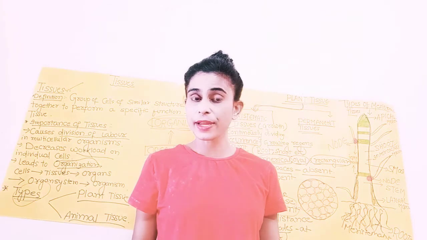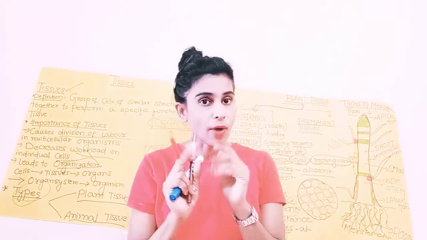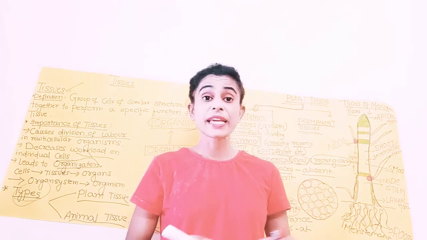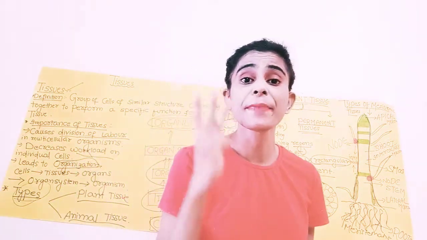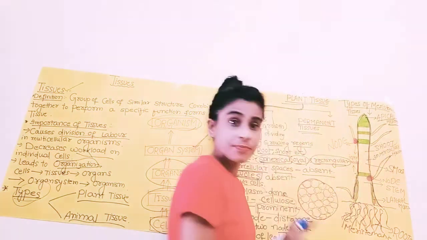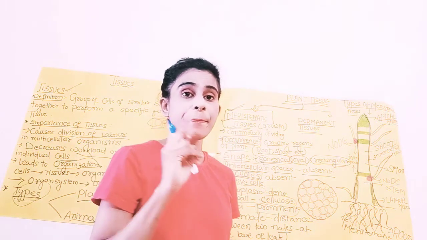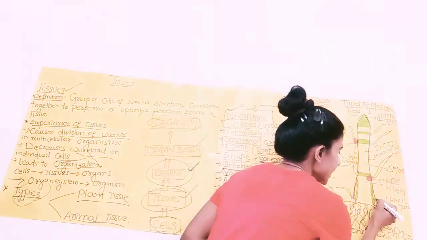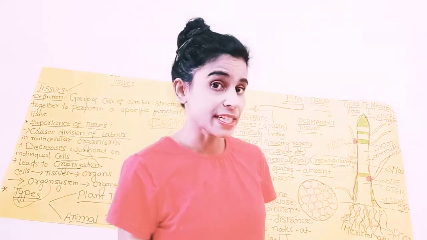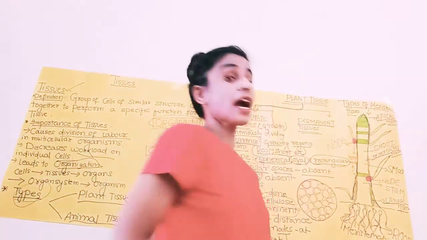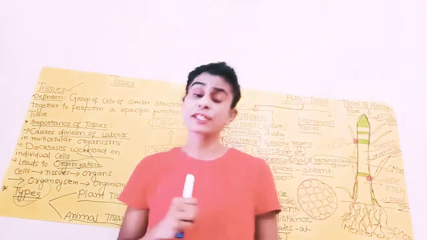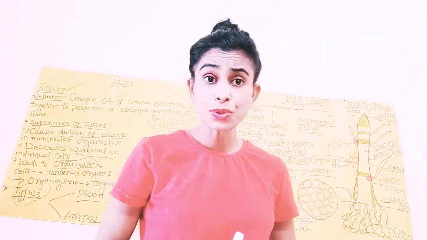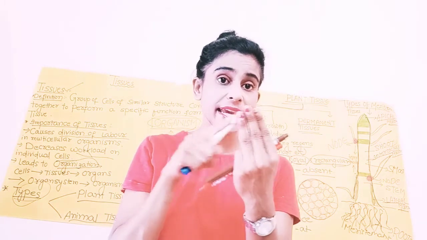Understood, guys? Up to this you are clear? What are meristematic tissues? Now, again, these meristematic tissues are divided into three main types. They are apical meristem, spelled A-P-I-C-A-L. Next, lateral meristem, and intercalary meristem. How many types of meristematic tissue, guys? Three types. Don't get confused, we are only focusing on meristematic tissues today. Meristematic tissues again have three types.